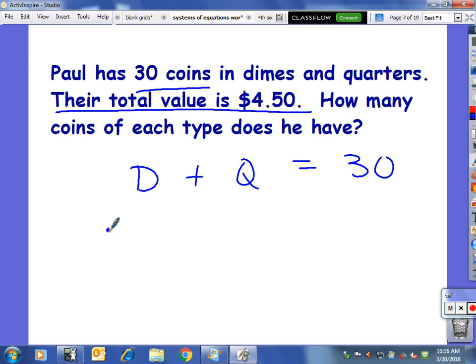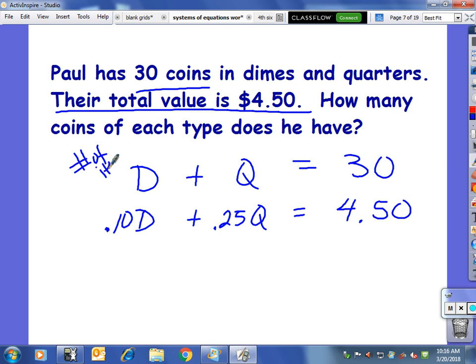This is where you must put the value of each item in there. 0.10d plus 0.25q equals the $4.50 that he's got. So one of them is just about number of items, 30 total items, nothing to do with money, and one of them is about the value, and the one that's about the value must include the value of each different item you've got. Right, Kenny?